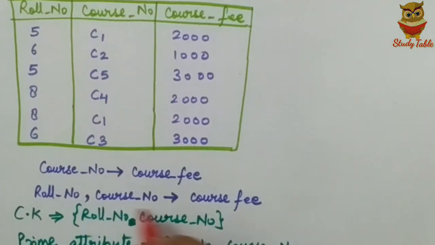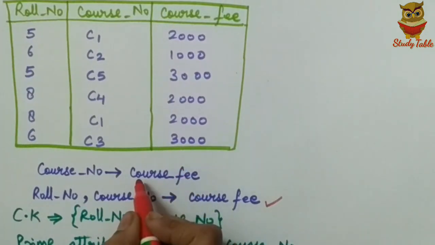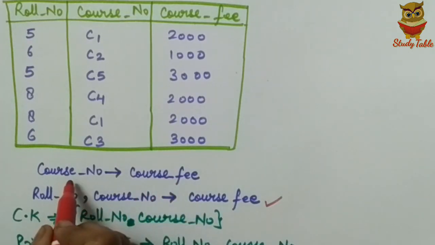Checking this FD, course fee is dependent on course number and roll number. Both the attributes, roll number and course number, are part of the candidate key. So there is no partial dependency in this. This FD is correct, as this non-prime attribute, course fee, is dependent on the candidate key. Fine. The other FD: course fee is dependent on the course number.